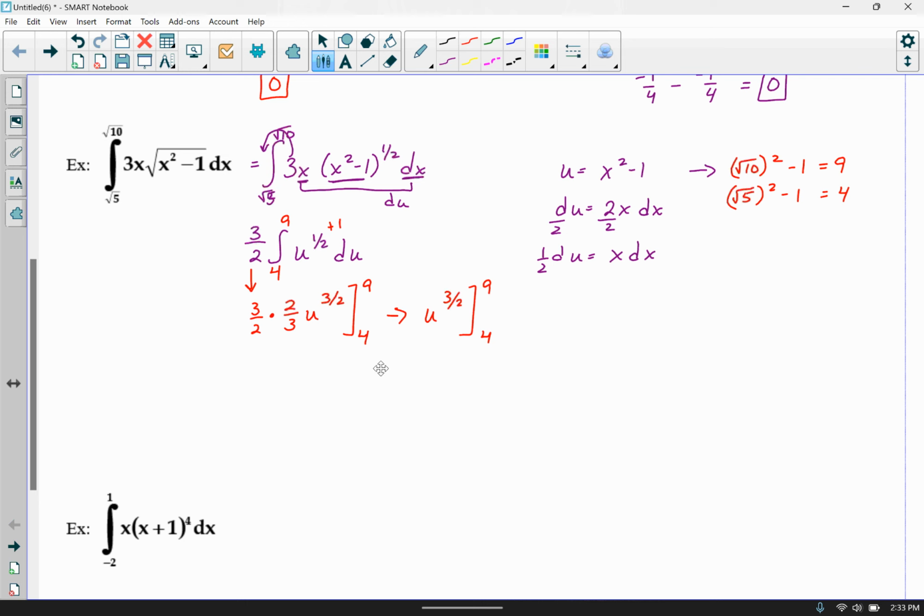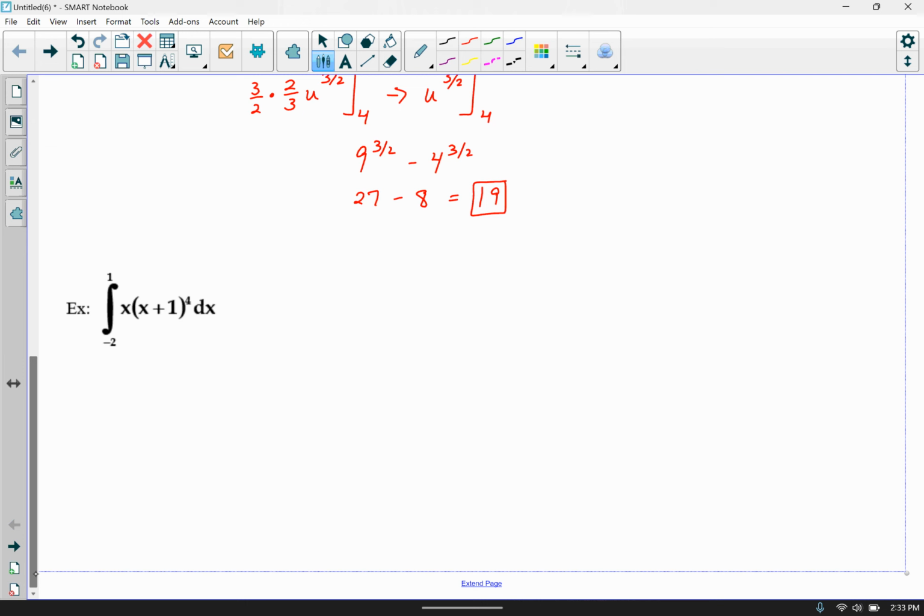Okay, so upper bound 9 to the 3/2 minus lower bound 4 to the 3/2. That should give you 27 minus 8, which is 19. Final answer. Okay.